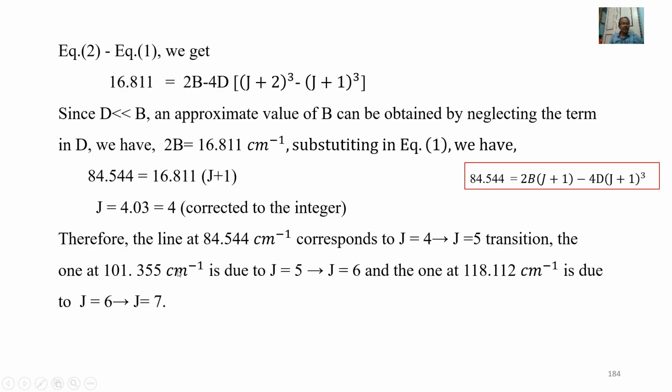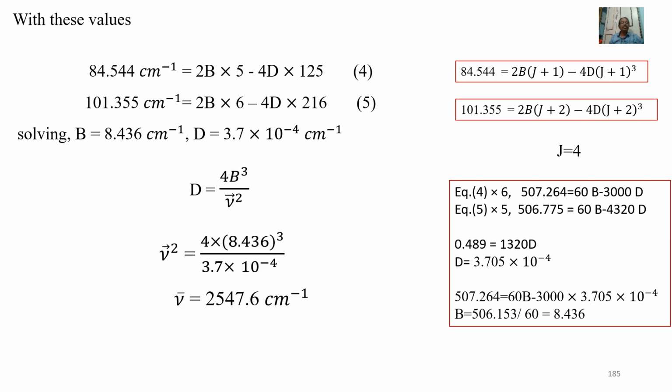The line at 101.355 per centimeter is due to J equals 5 to J equals 6. And the last one, 118.112 per centimeter, is due to the transition from J equals 6 to J equals 7. With these values, we have found J. With these values, equation 4 is obtained. This is for J equals 4, so J plus 1 is 5. Substitute in this equation: 84.544 is equal to 2B times 5 minus 4D times 5 cubed. Here 4 plus 1 is 5.